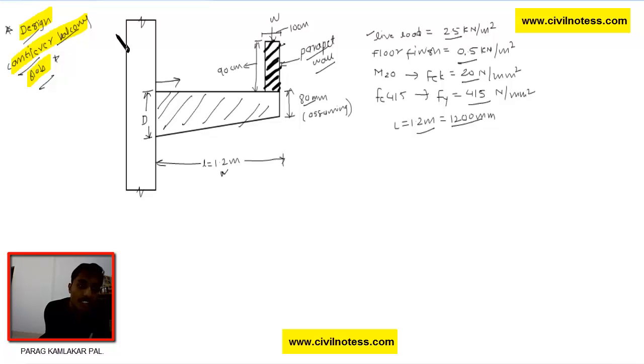Now we have to design this cantilever balcony slab. In this part 1 I am going to discuss the calculation of the effective span, the calculation of the factored load, the calculation of the factored bending moment, and the check for the bending criteria. These parts are going to be covered in this video.